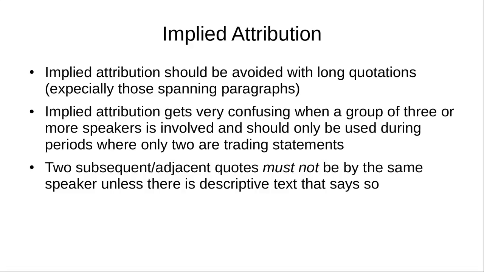Basically, the key here is that two subsequent or adjacent quotes must not be by the same speaker, unless there's descriptive text that says so as well. If you do that, then implied attribution will confuse the reader, because adjacent quotes are assumed to be by different speakers. That's what implied attribution means. So that's a big reason why you need to make sure that if you have two adjacent quotes by the same speaker, you have some descriptive text in between them. And make it clear who's saying both.